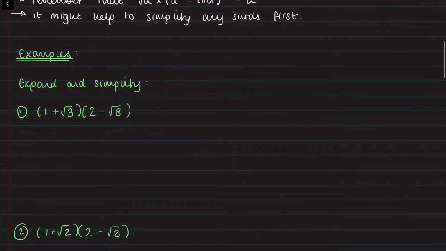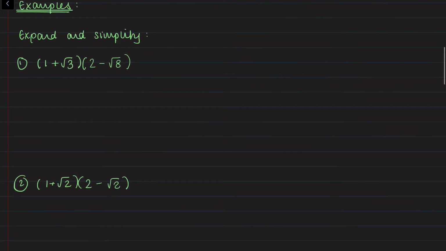So for this first example, the first thing I can notice is that root 8 is not in the simplest form, so I need to simplify that first. So I simplify that to 2 root 2. Then I can start doing my eyebrow double chin method. So my first eyebrow, I'm going to have 2 times 1, which is 2. For my second eyebrow, I'm going to have minus 2 root 2 times root 3.